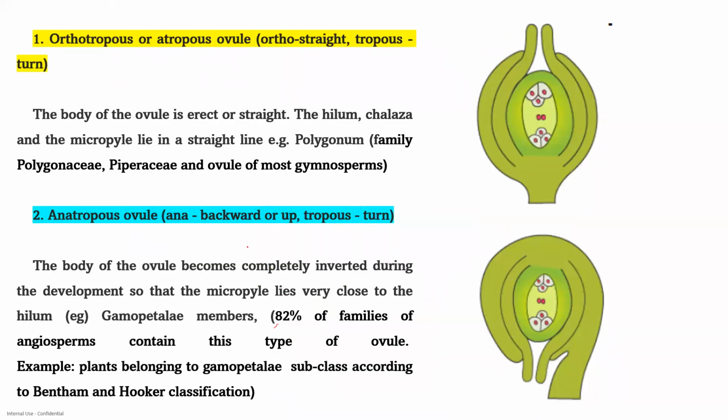We will start with Orthotropous ovule or Atropous ovule. Ortho means straight and tropous means turn. So it is oriented straight, right? What does it say? The body of the ovule is erect or straight. See, it is erect or straight.